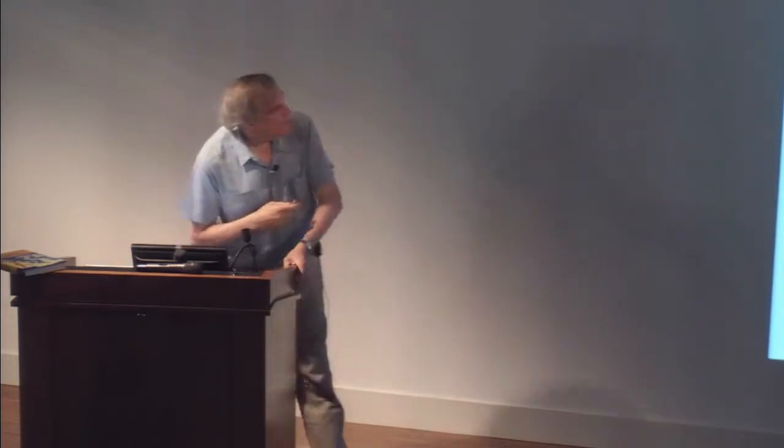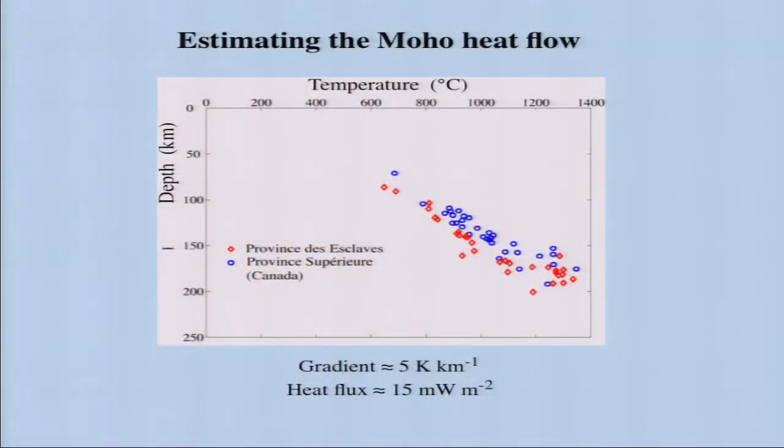So how do we go about measuring the Moho heat flow? Well, first, the best way would be to have temperatures versus depths below the Moho. And this is provided to us by studies of xenoliths. And just, sorry about the French, it's not going to be a contest. Those who can translate this will get the book. So, Slave and Superior. Okay. And Canada is Canada.